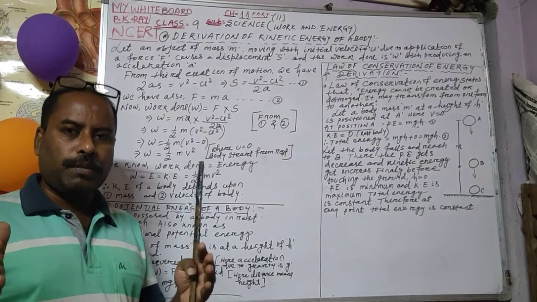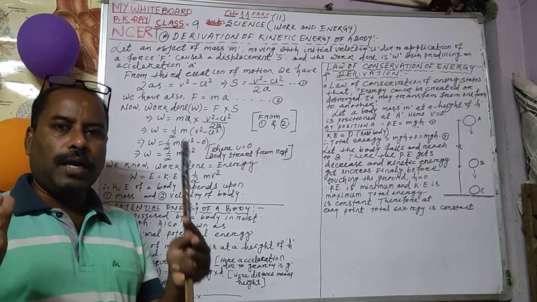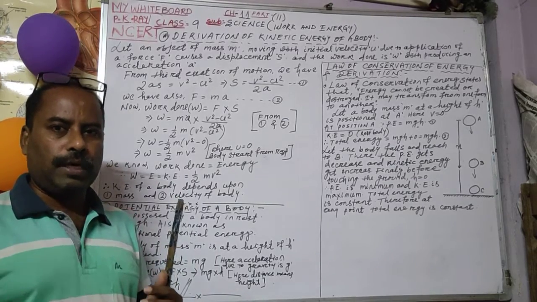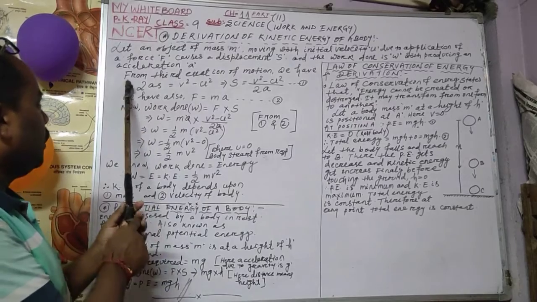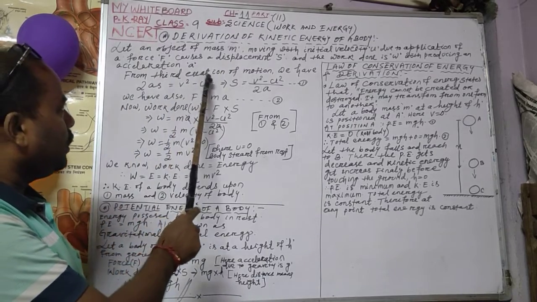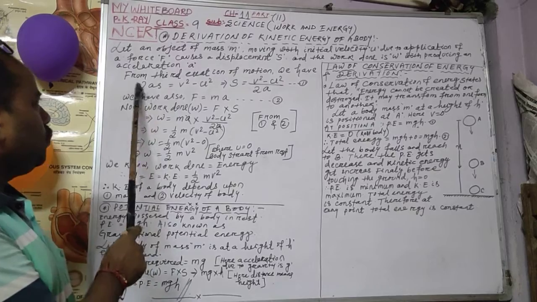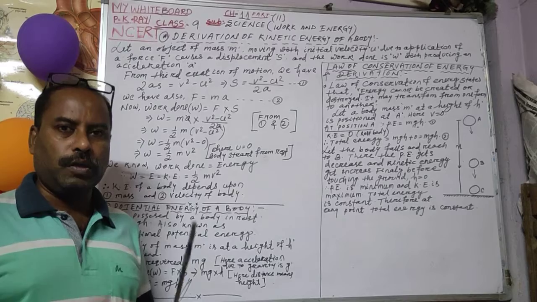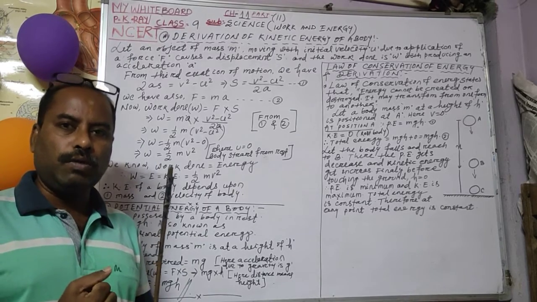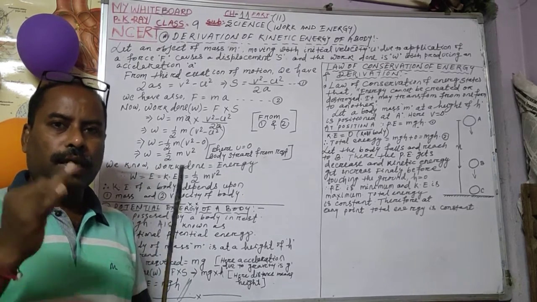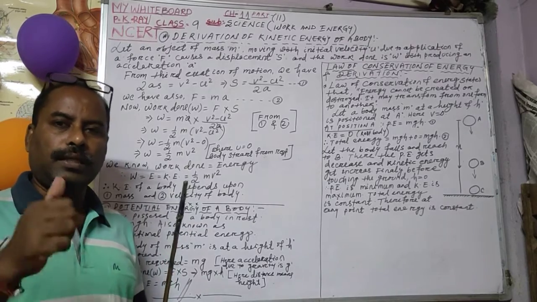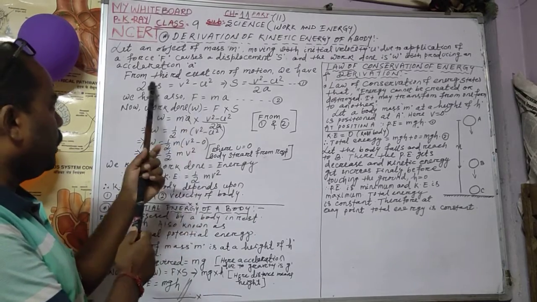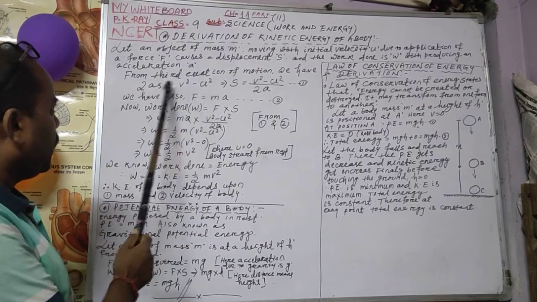We will derive this mathematical expression from the equations of motion. There are three laws of motion: first law, second law, third law. We are taking the help of the second law. From the third equation of motion, we have 2as is equal to v square minus u square. Just recall the equations of motion. First is v is equal to u plus at. Second is s is equal to ut plus half at square. And third is 2as is equal to v square minus u square. That we are taking.